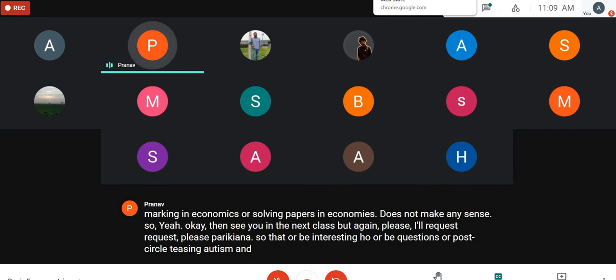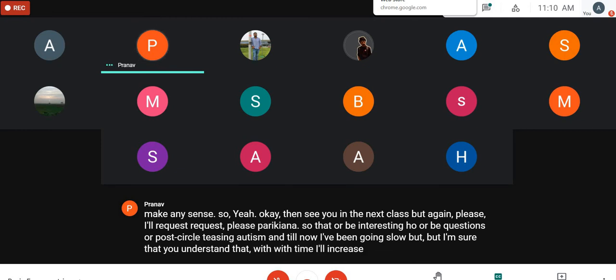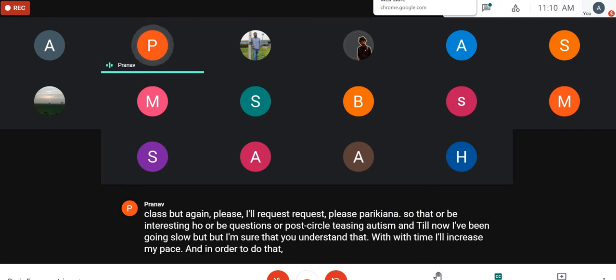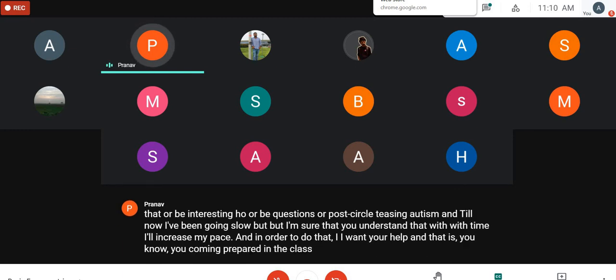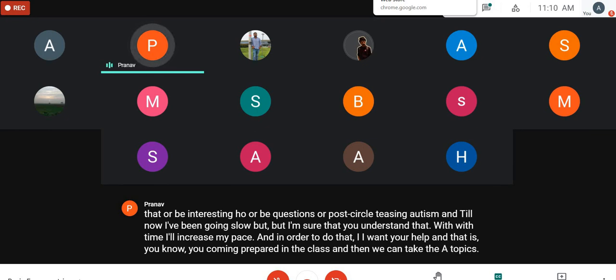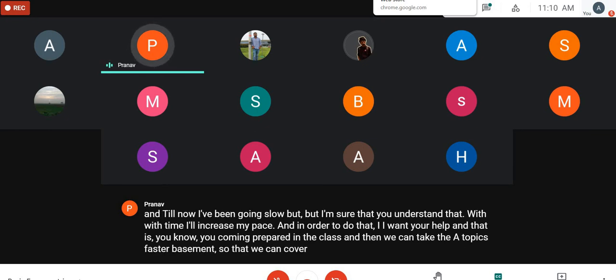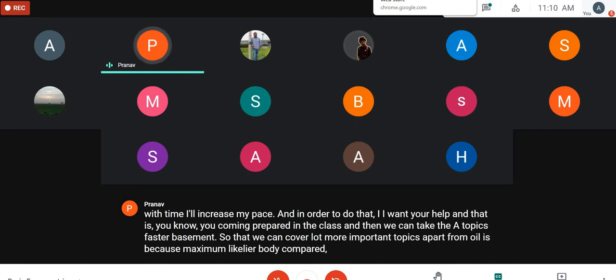And till now I've been going slow, but I'm sure you understand that with time I'll increase my pace, and in order to do that I want your help, and that is you coming prepared in the class, and then we can take the topics at a faster pace, so that we can cover a lot more important topics apart from OLS, because maximum likelihood is taught very little. I'll devote time to that. Then violations will take time, simultaneous equations will take time, time series will take time. So let us just build our base in a quick manner, then we'll take this course ahead.